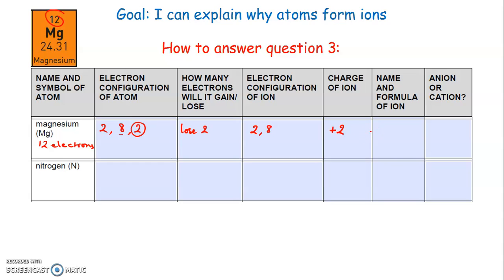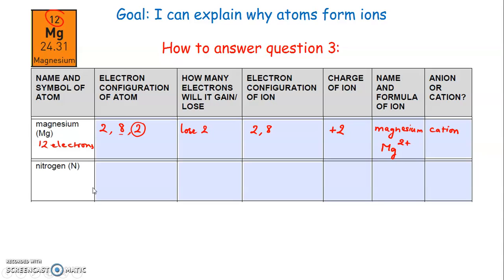Because this is a positive ion, we don't change the name. It's going to stay as magnesium. And the formula is the symbol with the charge. We just flip the charge around here, so instead of writing +2, we write 2+ to say there are 2 more positives. And because this is positive, this is a cation.